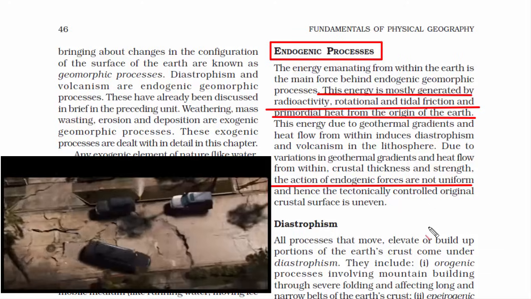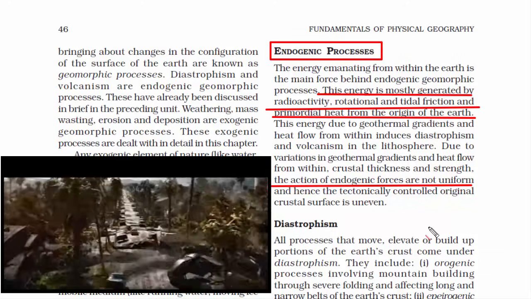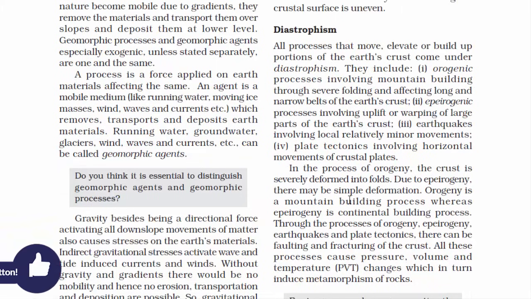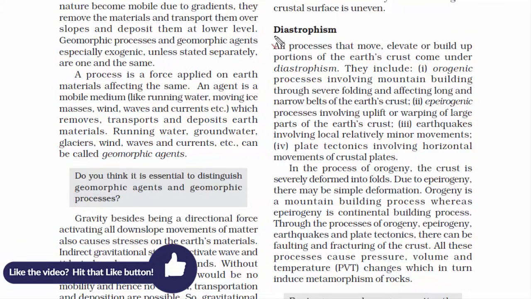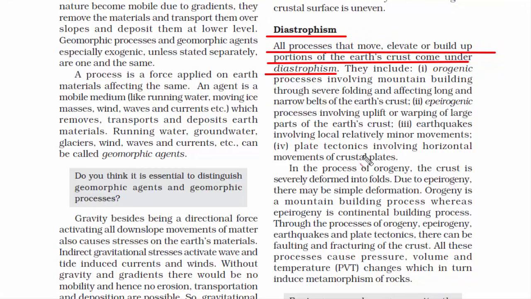And just for the sake of argument, if it was uniform, then whatever happened in the movie 2012 would get real. Everything would be destroyed. Now we're going to read in depth about the term diastrophism. The textbook definition says, all processes that move, elevate or build up portions of the Earth's crust come under diastrophism.